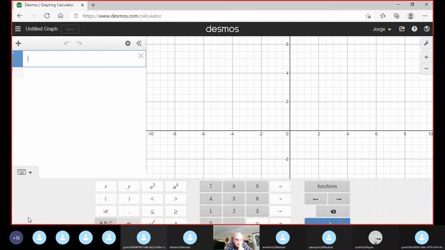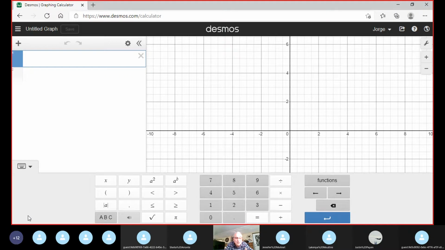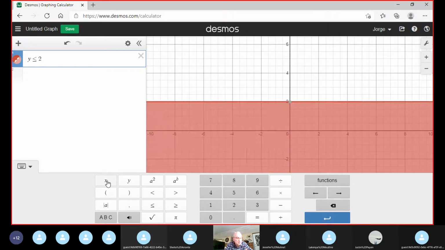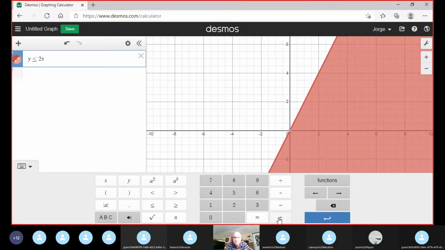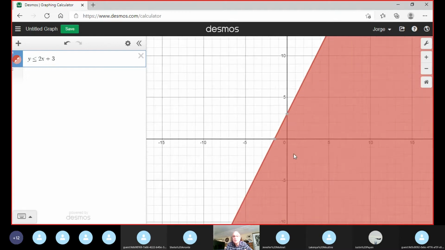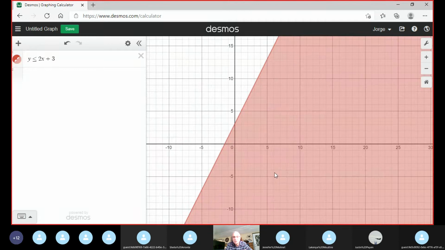I open the keyboard and type in the inequality. The inequality is y less than or equal to x plus 3. Bam, I have the solution here. Look at that. What is the solution? The solution is the red color region, and you see the boundary.